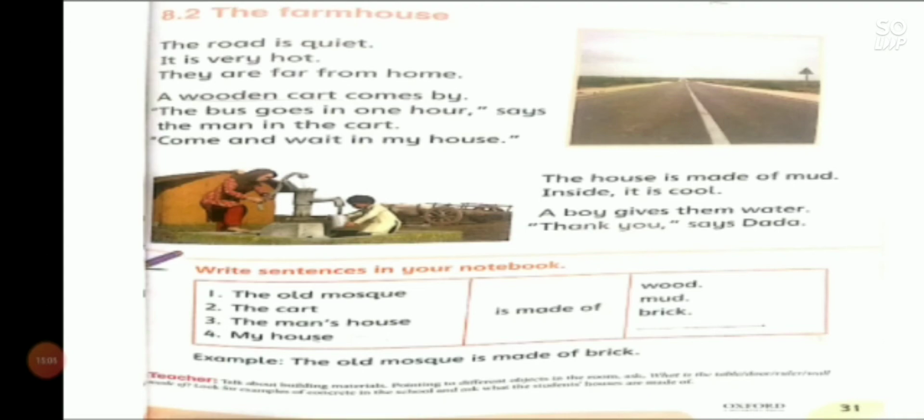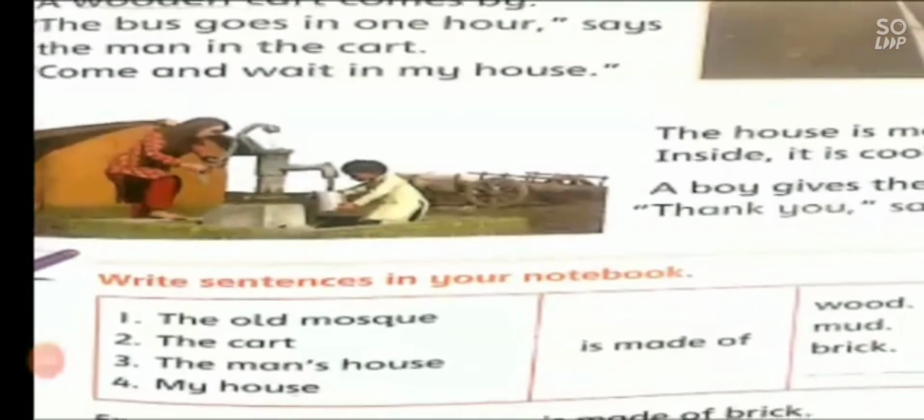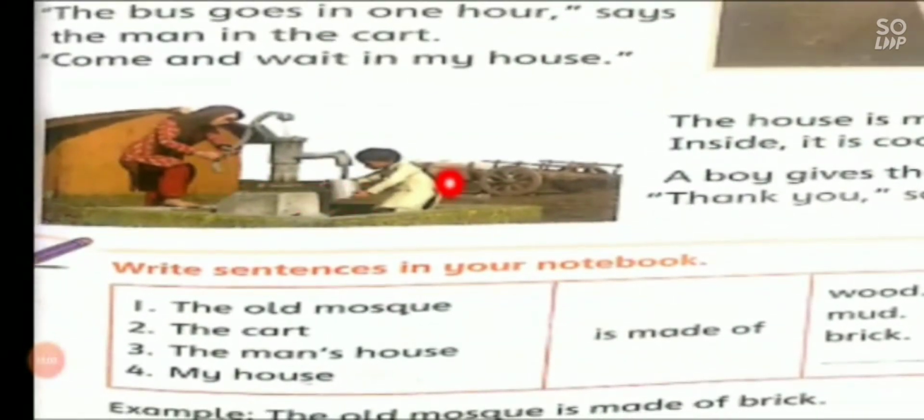Now, look here at this picture. This picture shows the life of the people in the village. Look here, there is a cart, there is a mud house, and there is a lady who is using the hand pump, and a boy is filling the water. Now, as we live in the city, many things are very easy for us, like the things that we use due to the progress of technology and new inventions.